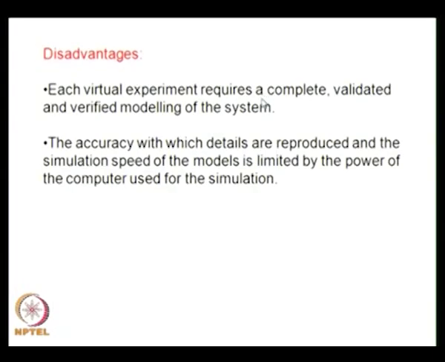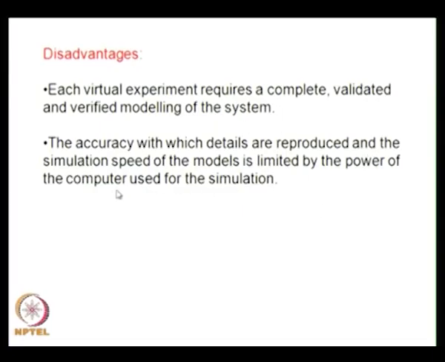Of course there are a few disadvantages. Each virtual experiment requires complete, validated and verified modeling of the system. This is one of the biggest challenges. How do you make a complete model, and how do you validate and verify the model, whether it represents the actual system or not? If it is not representing the actual system, then all your output will be wrong and you cannot make any inferences from these results.